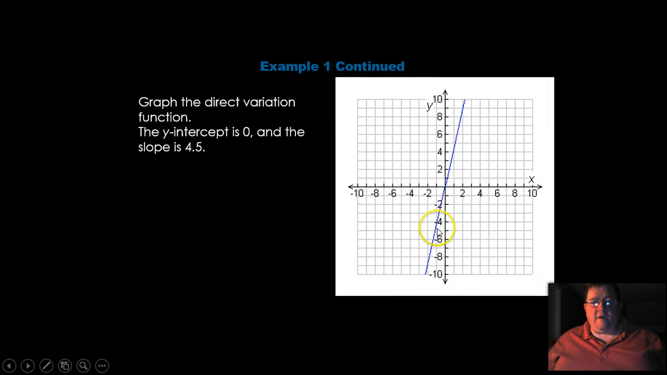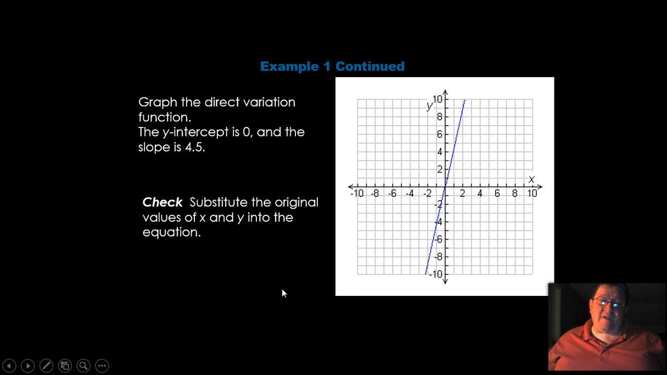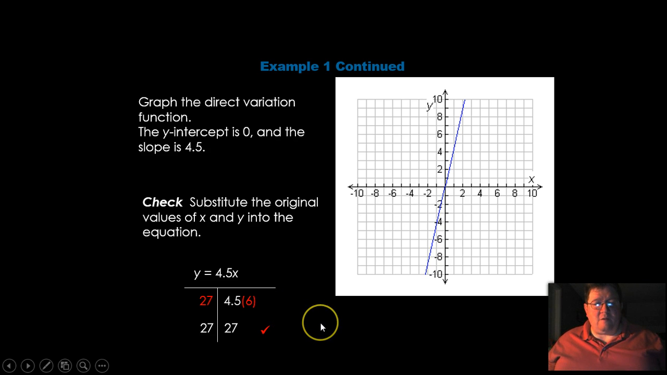All right, here it is. You all know how to graph an equation. They have y equals 4.5x. The y-intercept is 0, and the slope is 4.5. Now how do we check that? Well, we can take the numbers they gave us in the problem, plug them back in. If it works out, then we did it the right way, and we did. All right, well that's our direct variations.